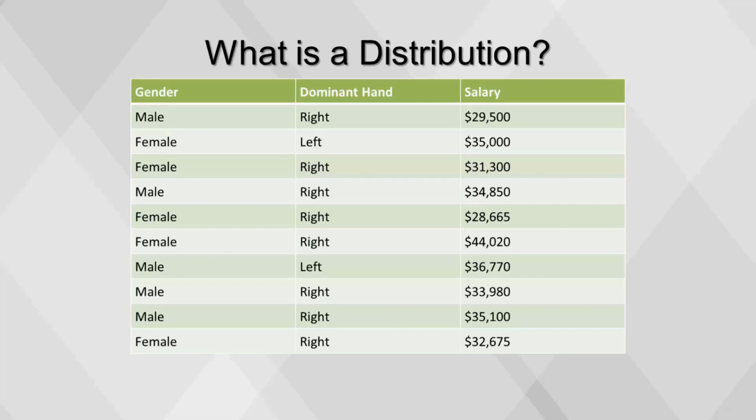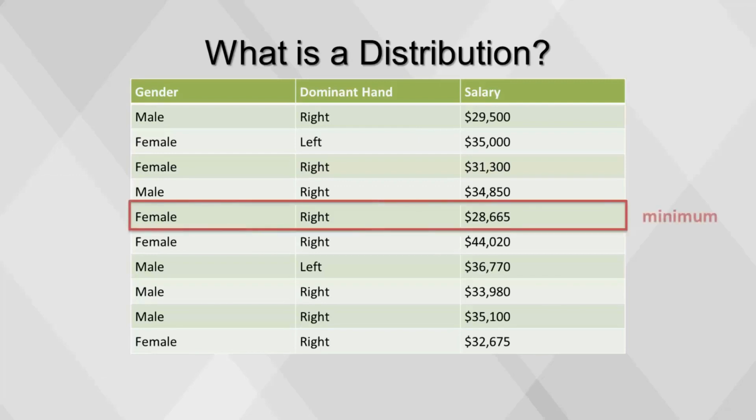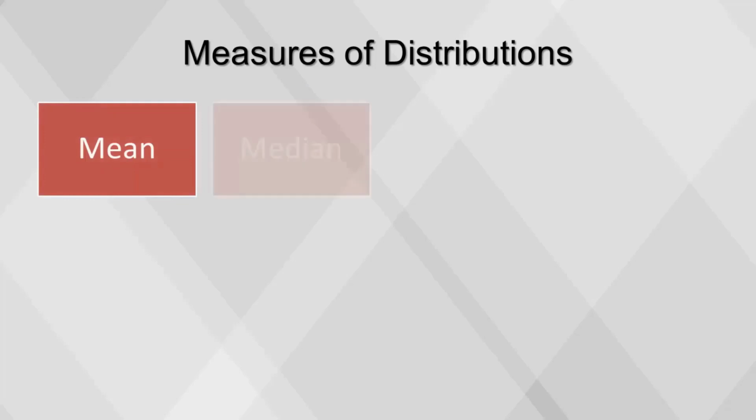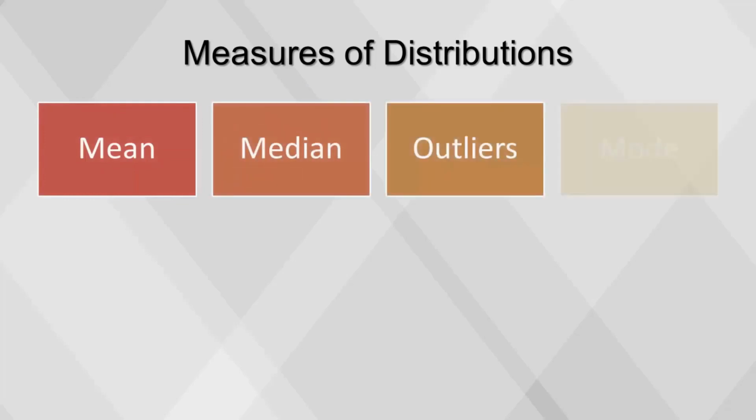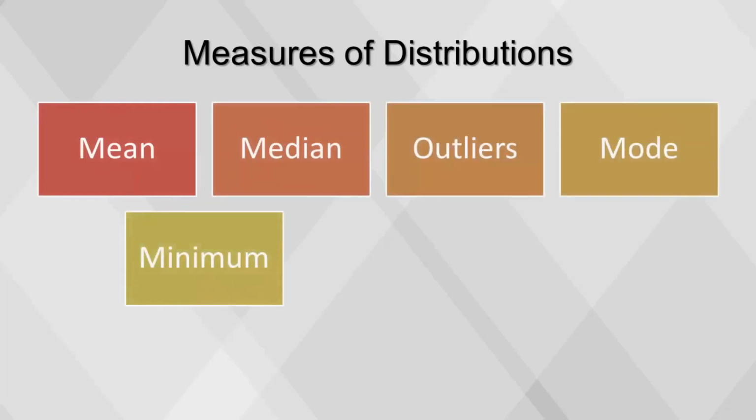Because the sample dataset is so small, we can make some quick observations about the salary variable. The lowest salary is $28,665. This is referred to as the minimum value. The highest salary is $44,020, the maximum value. Finally, many of the salaries are in the low $30,000 range. We'll begin by defining and calculating the salary variable's measures of distribution: mean, median, outliers, mode, minimum and maximum values, and quantiles.